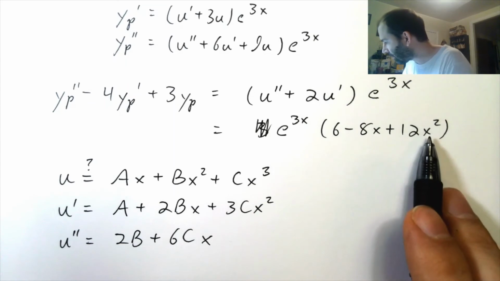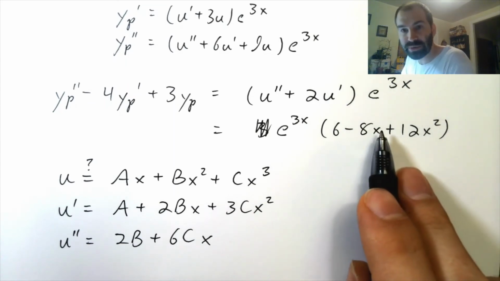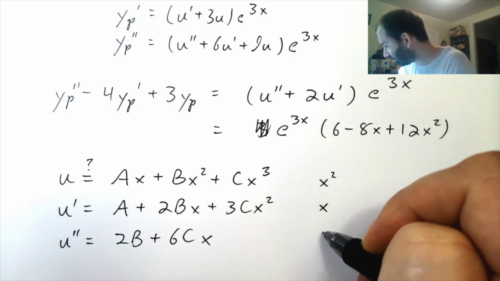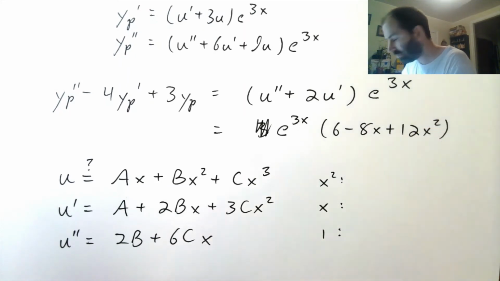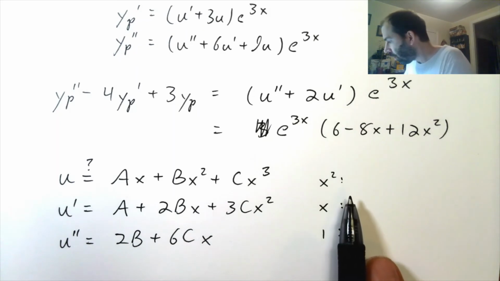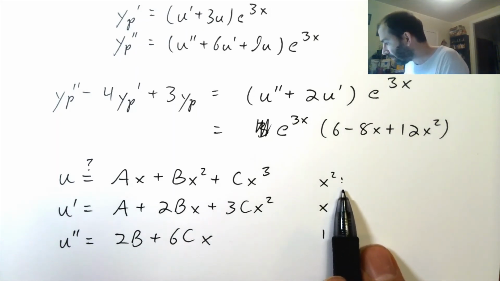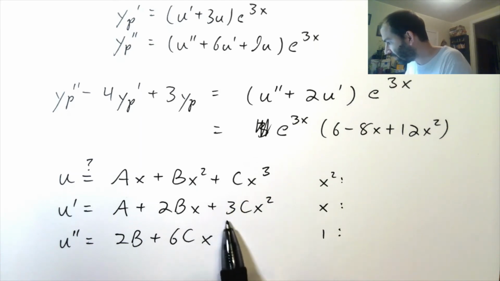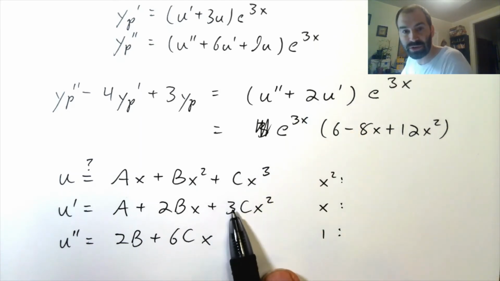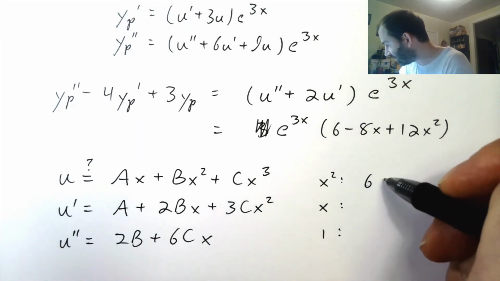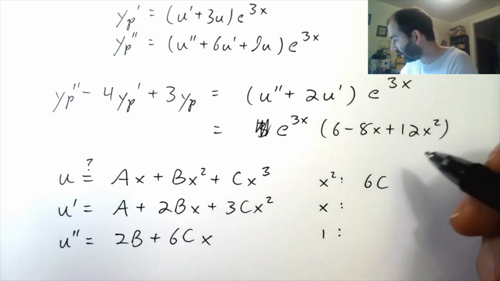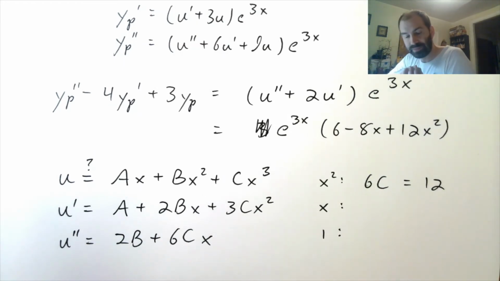So notice I'm going to be matching up x squared terms, x terms, and 0 degree terms. Where are my x squared terms going to come from? Well, the only piece that has an x squared is this one, right? The u prime piece. I'm going to have 2 times u prime, so I'm going to have 2 times this. So I'm actually going to get a 6c. c is my coefficient in front of x squared. And over here I have a 12. Okay, those are the only x squared terms.